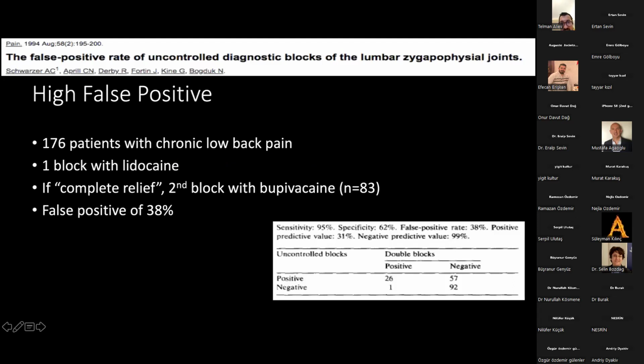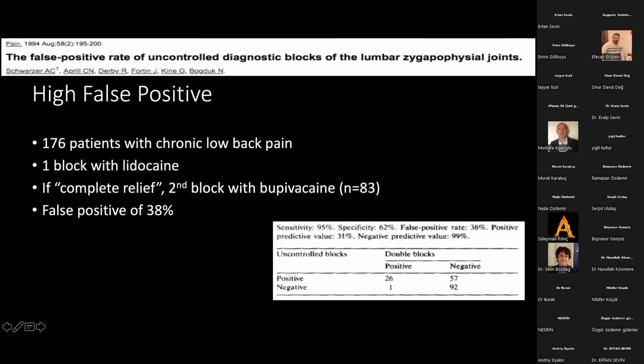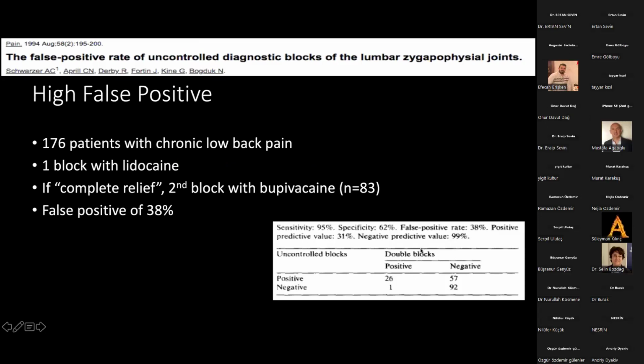This is another study by Dr. Schwarzer, and they did the test, a medial branch block, twice. What they found is that a significant number of patients who had a positive block on the first occasion had a negative block on the second occasion. And if you take this 2x2 table and put it into the proper formula, what you find is that there is a false positive rate of this test of upwards of 38%.